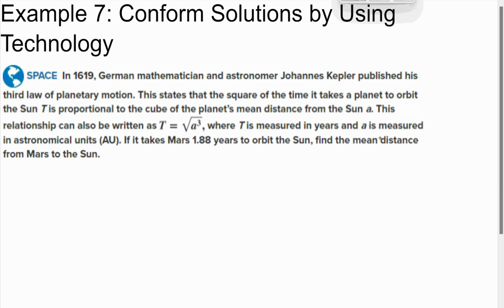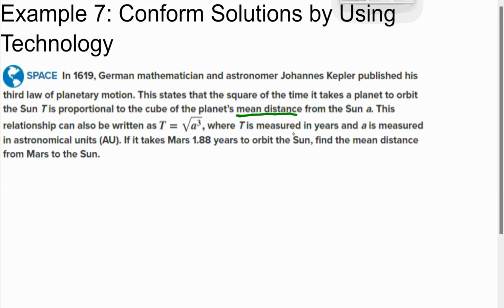So we can rewrite that as T, the time it takes the planet to orbit the sun, is equal to the root of A cubed, where A is the mean distance, right? The average distance a planet is away, because we're in an elliptical shape, so it's not always the same distance from the sun.